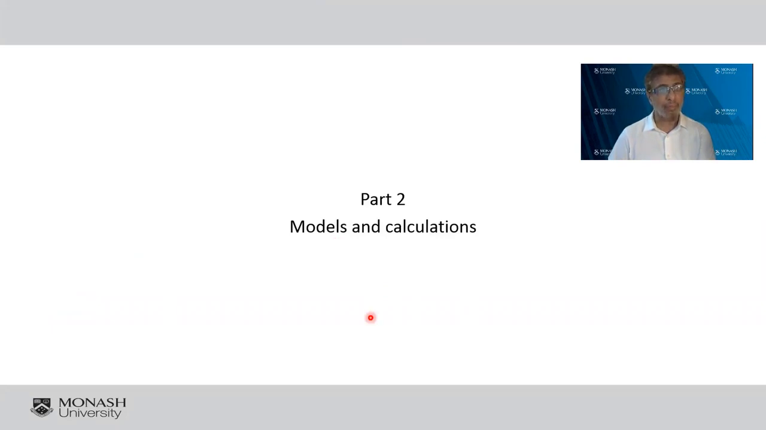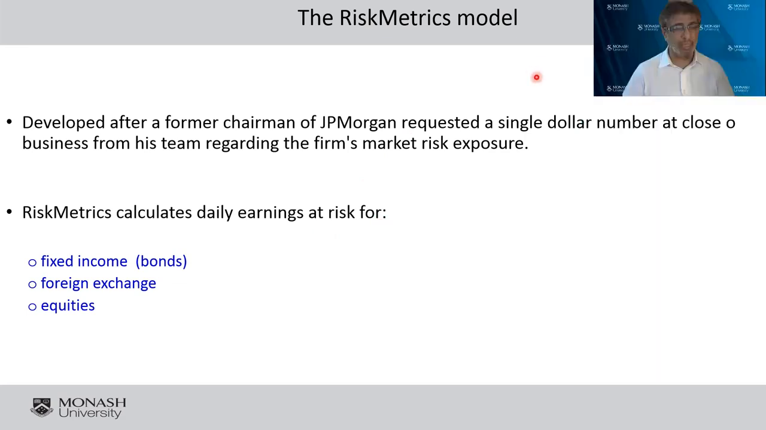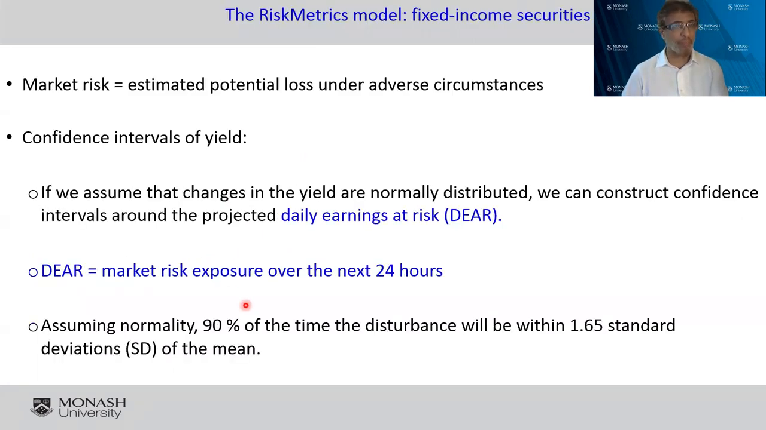And in part two, we are talking about the risk matrix model, as I told you we will cover in this. As explained in the first part, this was followed by the former chairman of JP Morgan. The risk matrix calculates the daily earning at risk for 1 day, which we call the DIR, for three items: fixed income, foreign exchange, and equities.